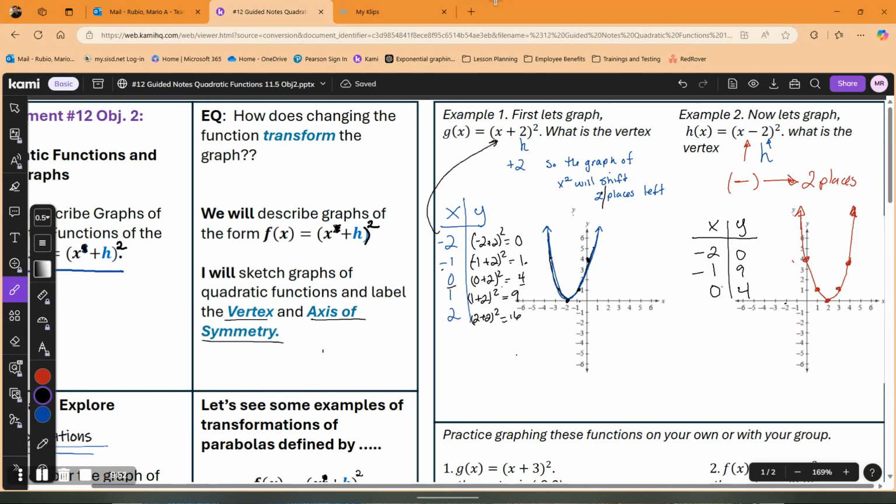-2 minus 2 is -4 squared, which is 16. Let's do an x of 2, then 2 minus 2, that's 0. Okay, so that matches up. So you can always do the table, and it will work.